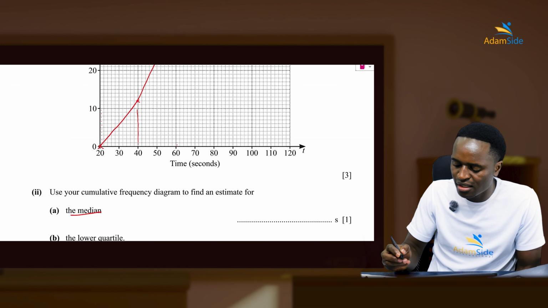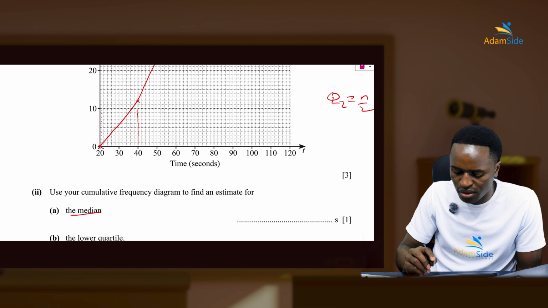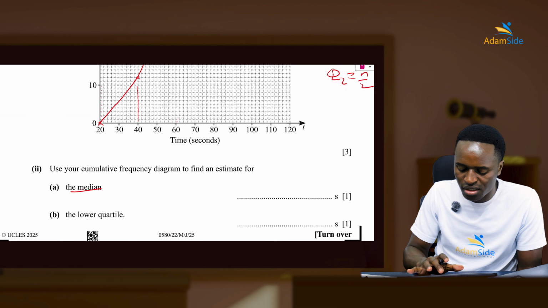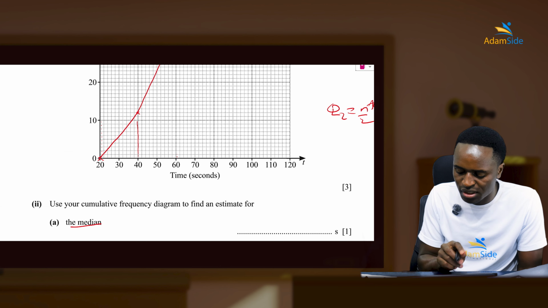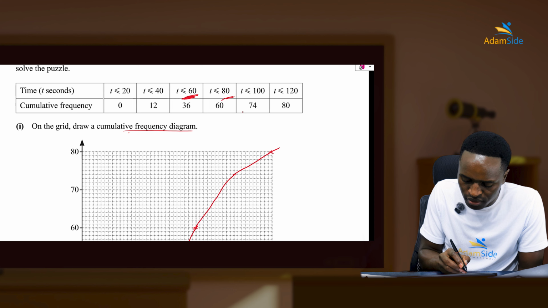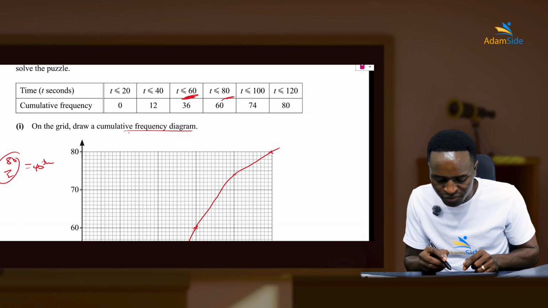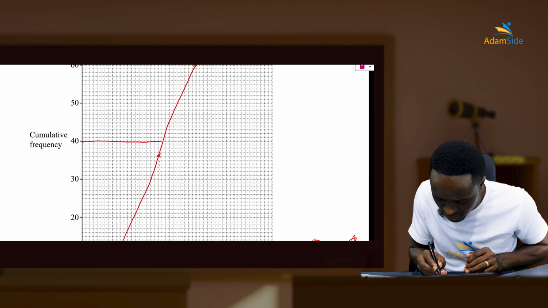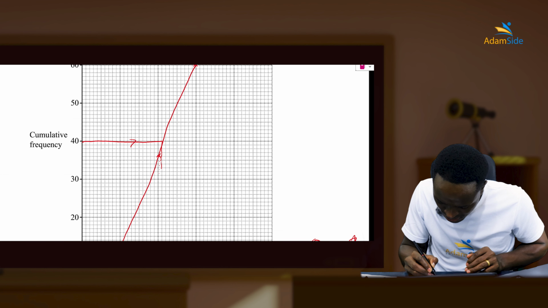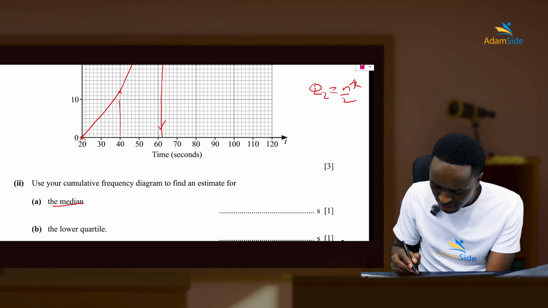Now, the median. If your data is even, the median is Q2, which is n divided by 2. Our total cumulative frequency is 80, so 80 divided by 2 gives the 40th position. We go to 40 on the cumulative frequency axis, the y-axis, draw an arrow across to the curve and get an estimate. It is 62, so our answer is 62 seconds.